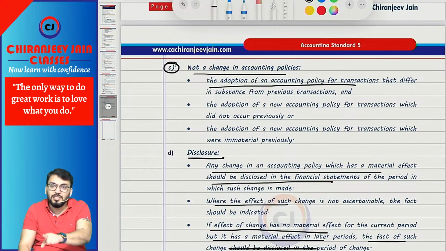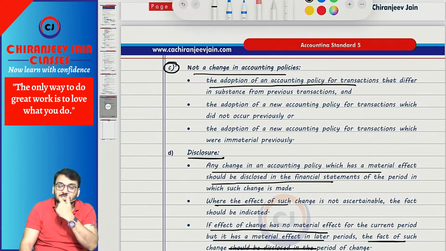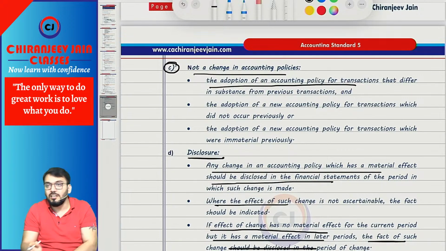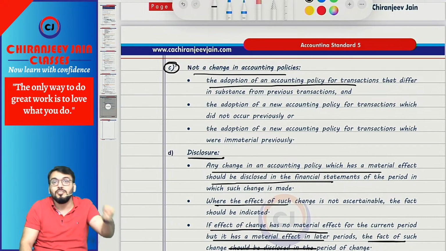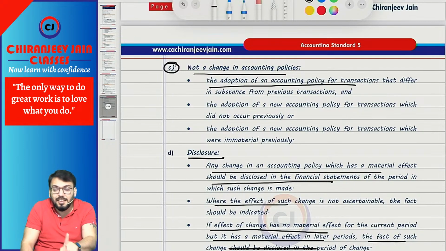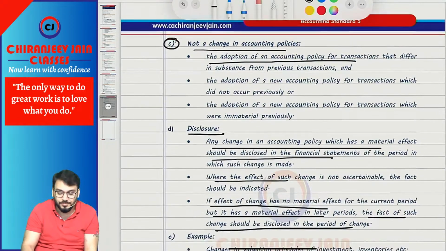Yes or no? Same thing we have done in AS10. It will be classified at carrying amount. But now AS2 will be applicable. So it is a change in accounting treatment, but it is not a change in accounting policy because it differs in substance from the previous transaction. Previously it was PP, now it becomes what? Inventory. So of course we need to change it, but it is not a change in accounting policy. Understood? Correct.